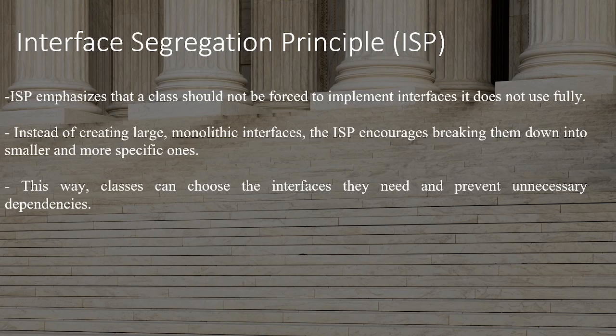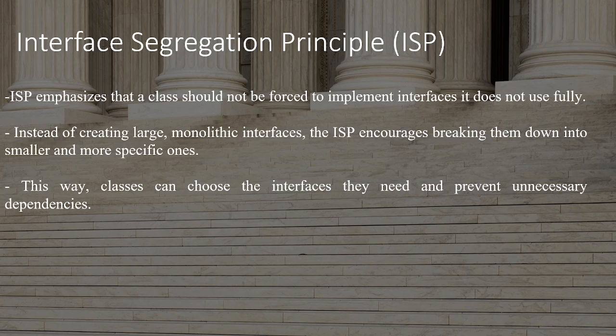Let us come to the interface segregation principle, that is ISP. ISP tells us that a class should not be forced to implement interfaces it does not use fully. That means if I'm calling something and I'm not using it, then I should not be forced to call it. If I'm not using it, leave it.